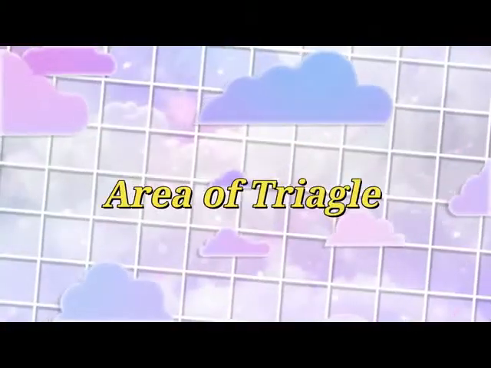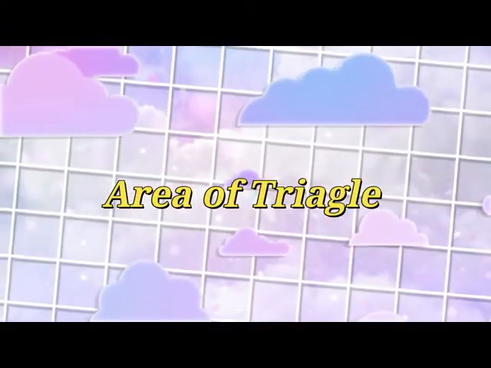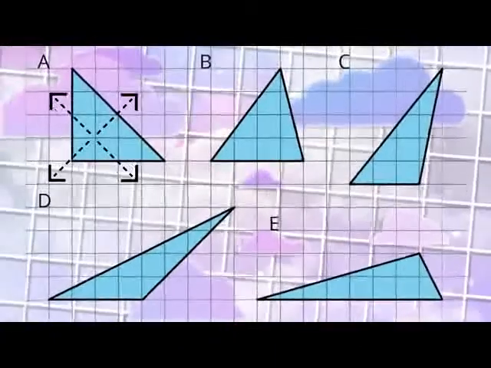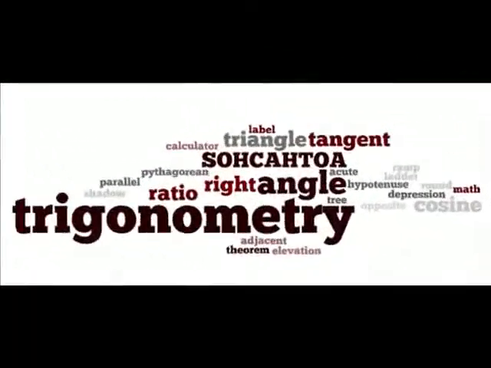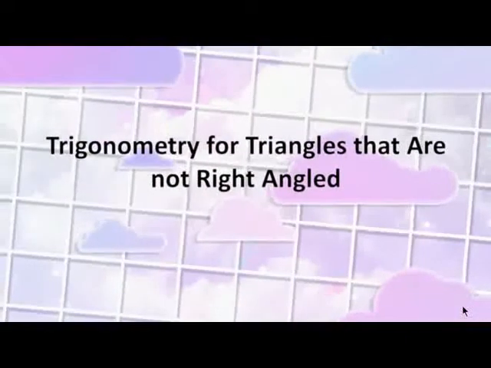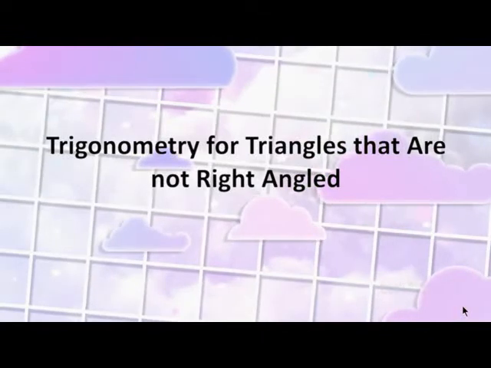In this video, we're going to learn about the area of a triangle. The area of triangle that we're going to learn about is the area for a triangle that is not a right triangle. In order to find the area of a non-right-angle triangle, we are going to use trigonometry. So, let's check this video out. Trigonometry for triangles that are not right triangles.